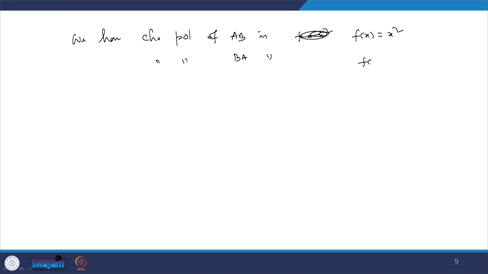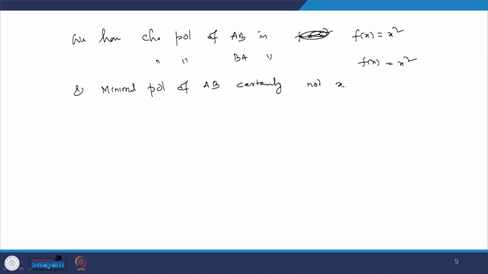For AB, the characteristic polynomial is f(x) equal to x squared. The characteristic polynomial of BA is also f(x) equal to x squared, that is true, and the minimal polynomial of AB is certainly not x.